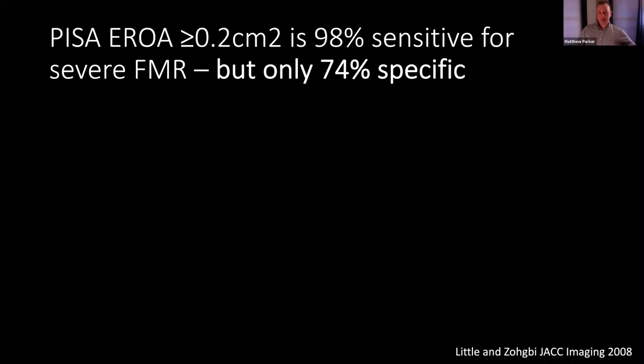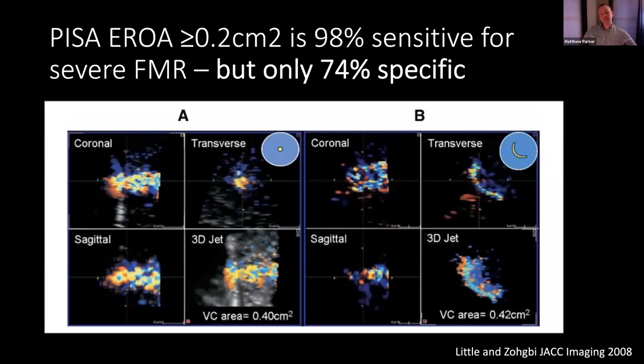And there's been kind of a back and forth across the two sides of the Atlantic, back and forth through the guidelines. Is a PISA calculated ERO of just 20 millimeters squared, when you calculate that in somebody with functional MR, is that in fact just as bad as when you calculate a PISA ERO of 40 in somebody with degenerative MR? And I think this study kind of shows that, and this is a figure from Dr.